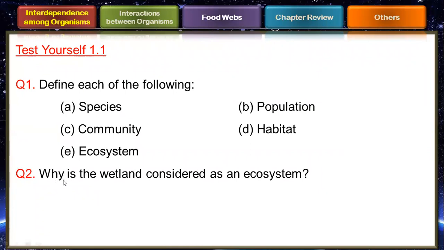Question number 2. Why is the wetland considered an ecosystem? To give you an idea, you have to define first the word ecosystem. What are the factors? What are the things that we have to remember when we talk about an ecosystem? With those answers, you can relate them to the word wetland. So what is a wetland? It is a swamp. An example of this is a pond. So that is a wetland. What are the organisms present in there? That gives you the idea how to answer it.